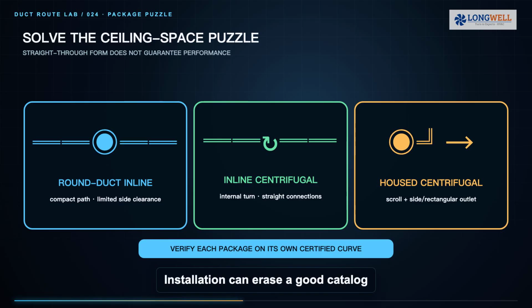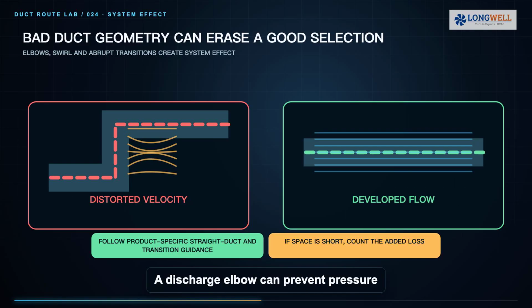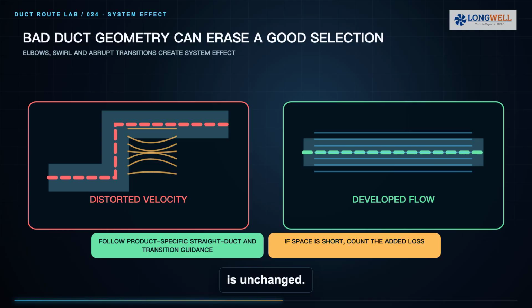Installation can erase a good catalog selection. An elbow immediately at a fan inlet can create non-uniform velocity or swirl. A poor transition can load only part of the wheel. A discharge elbow can prevent pressure recovery and add system effect. Follow the exact manufacturer's straight duct, transition and clearance instructions. If the layout cannot provide them, include the added system effect loss instead of pretending the catalog curve is unchanged.